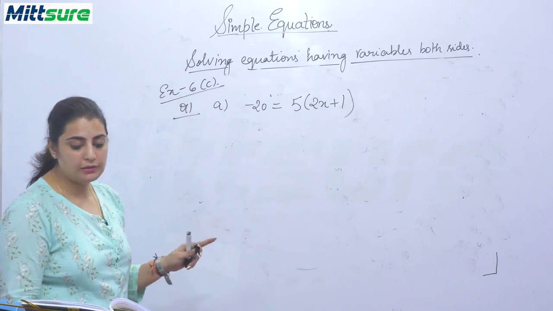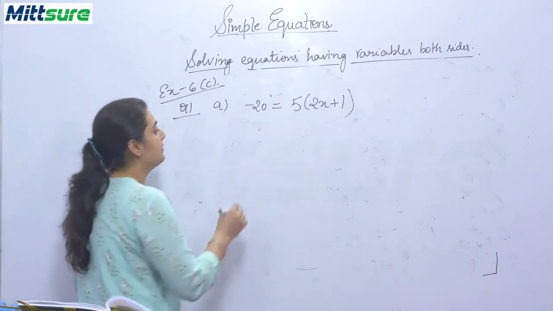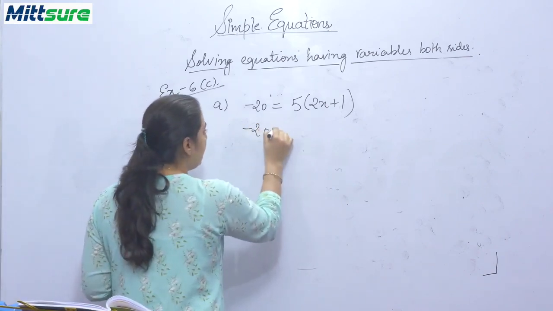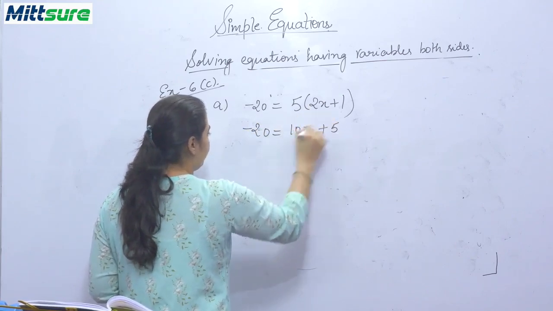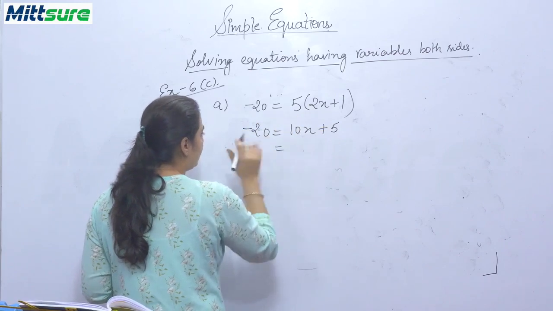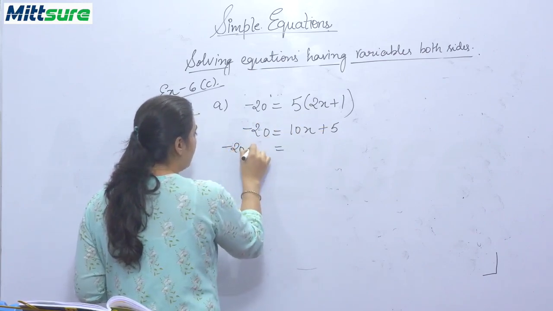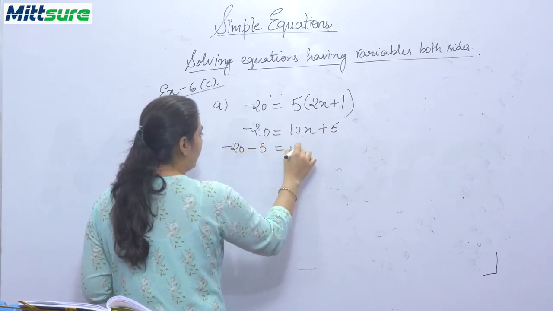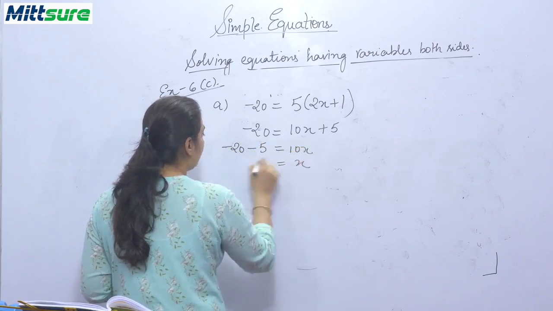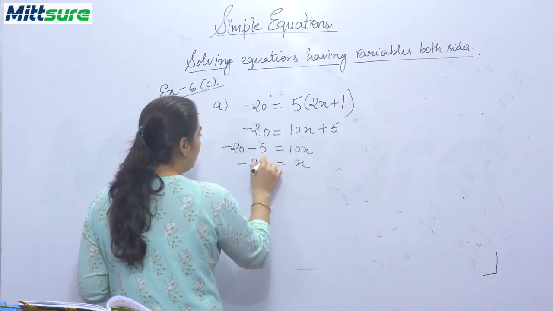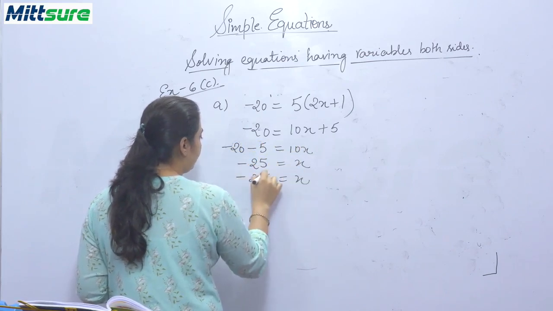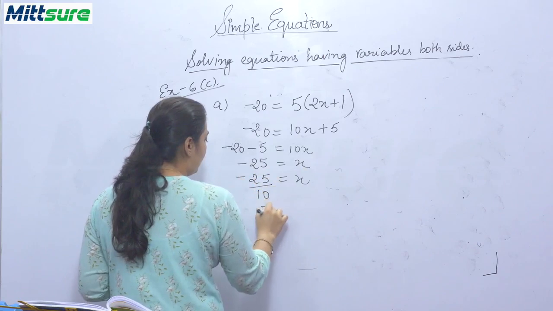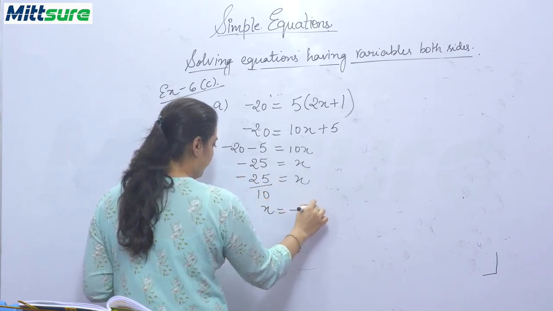So minus 20 equals 5 into 2x plus 1 is my equation. Minus 20 is equal to this. 5 2s are 10x plus 5. Right? Now 10x will remain here. Minus 20 minus 5 is minus 25, equals 10x. So x is equal to minus 25 upon 10. The value of x comes to be minus 2.5.